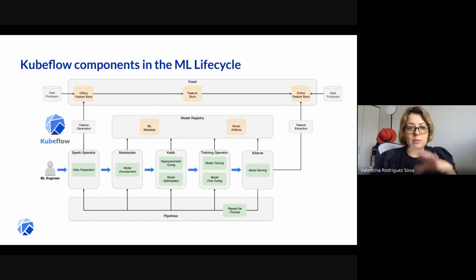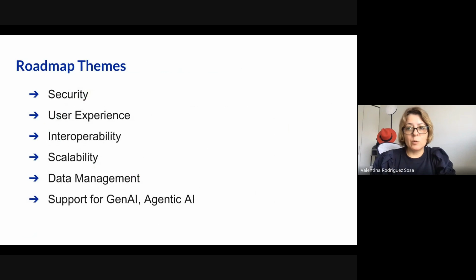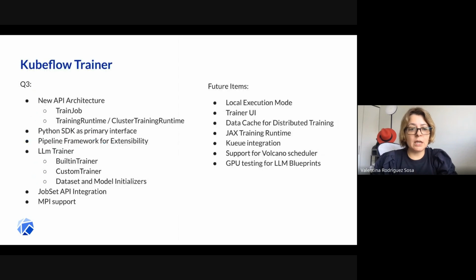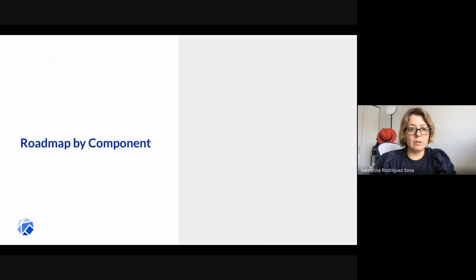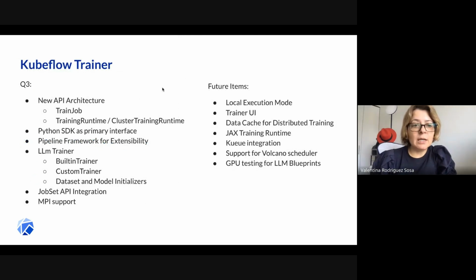With that, I think we are all aware of the Kubeflow components and how they fit together into the ML lifecycle. Let's go quickly because I know we don't have too much time. Today we will focus on some of the themes about security, user experience, interoperability, scalability, data management, and also support for Gen AI and agentic AI. We'll start talking about the roadmap by component. The Kubeflow Trainer is next.